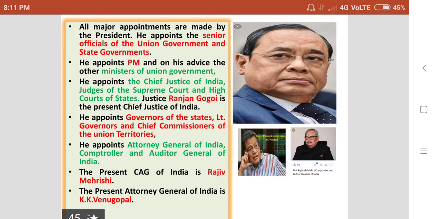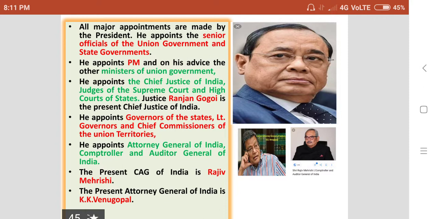So the present chief justice is Ranjan Gogoi. The president also appoints the governors of the states, lieutenant governors, and chief commissioners of the union territories. He appoints the Attorney General of India, Comptroller and Auditor General of India. So the present Comptroller and Auditor General of India is Raju Maharishi.